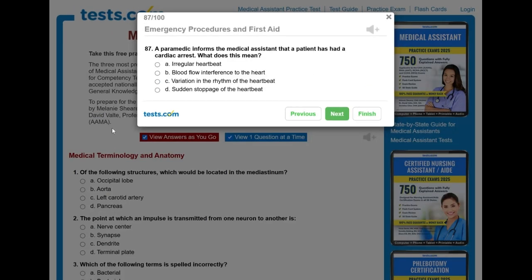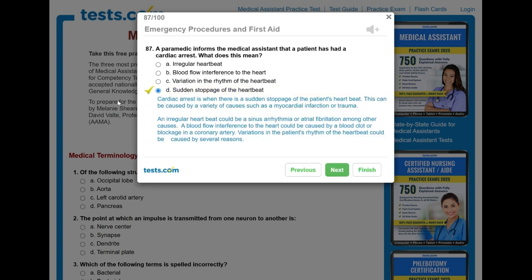Question 87. A paramedic informs the medical assistant that a patient has had a cardiac arrest. What does this mean? A. Irregular heartbeat. B. Blood flow interference to the heart. C. Variation in the rhythm of the heartbeat. D. Sudden stoppage of the heartbeat.